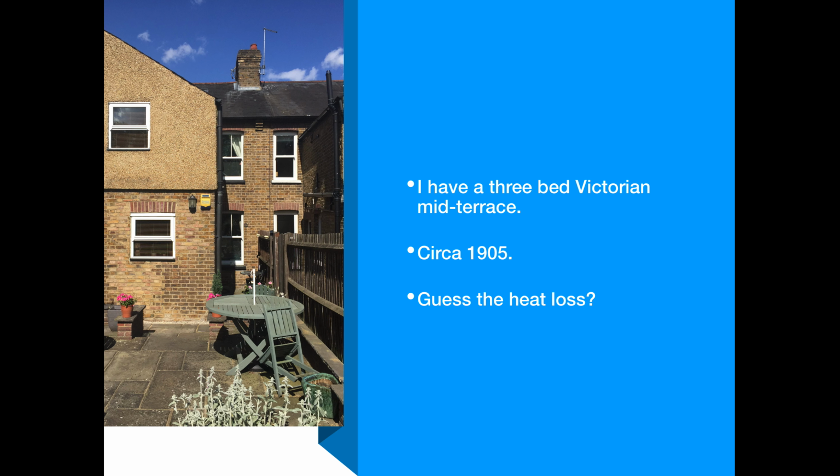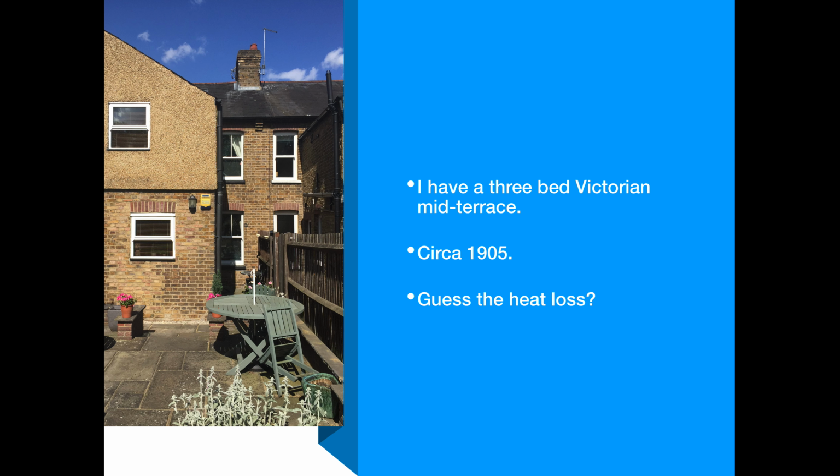So this is the back of my house. It's a 3-bed Victorian mid-terraced, 1905. I think I hinted earlier on that kilowatt outputs for flats are going to be very low. But if anybody wants to hazard a guess on what this property does, just think it up in your head.